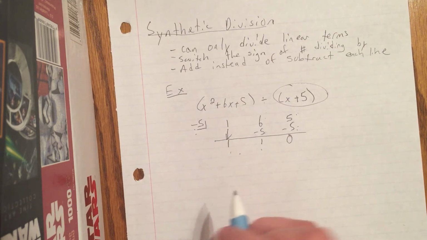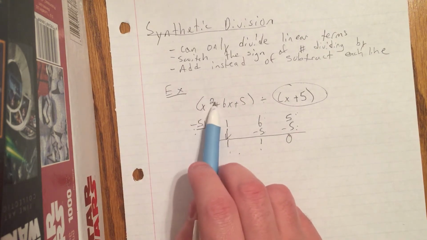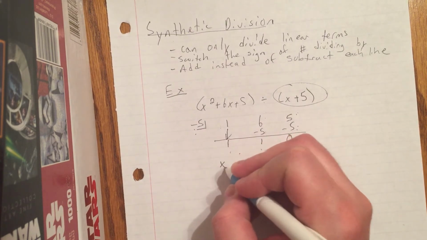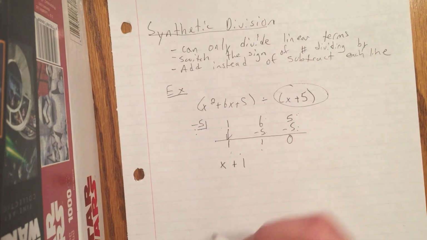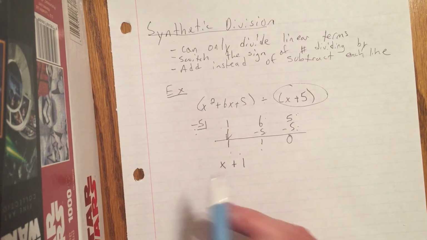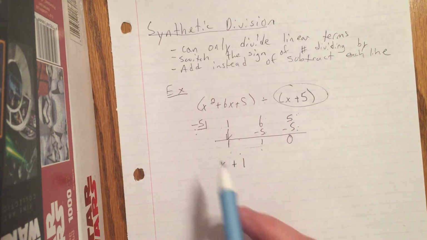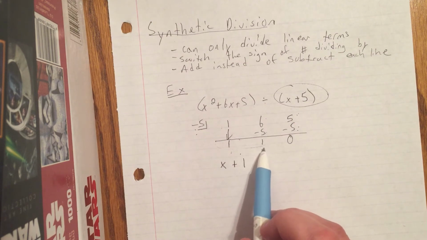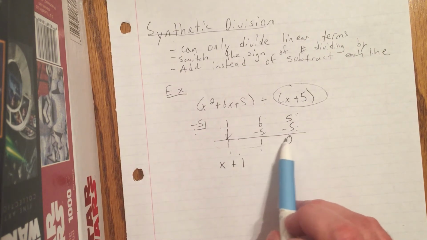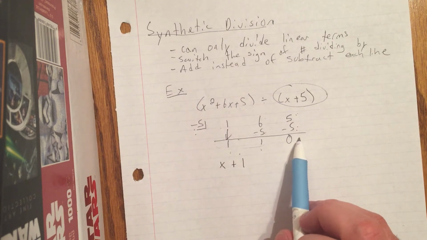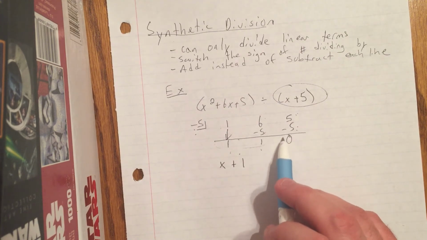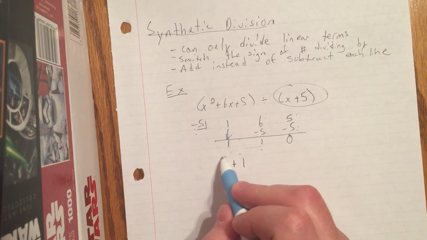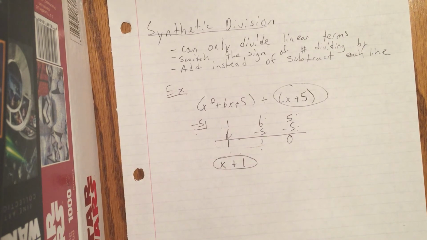So now in order to write the answer, what you do is you start with the exponent here, which was 2, and you'll decrease it by 1. So now we're actually going to have an x plus 1. And that's actually what these two ones represent. This would be like an x to the first column here. Then this would be your constant column here. And this column over here would represent your remainder. And again, if you have a remainder, you would write that the exact same way as you would in long division. So the answer for this one is just x plus 1.